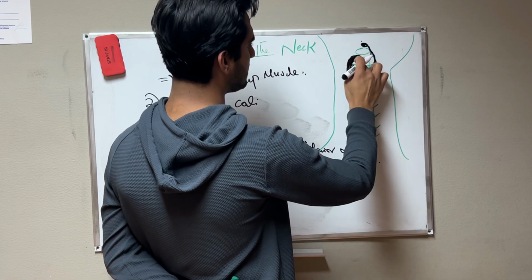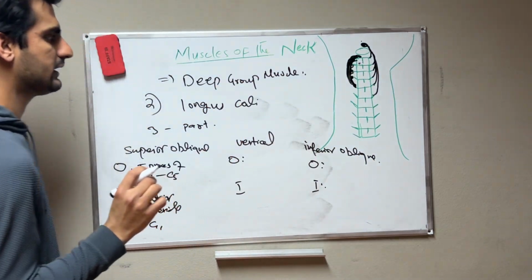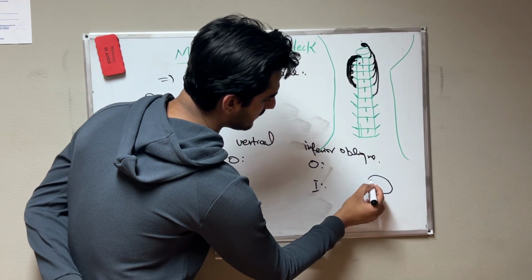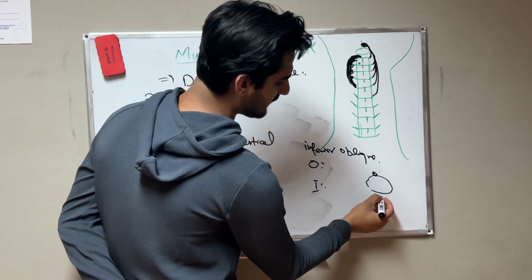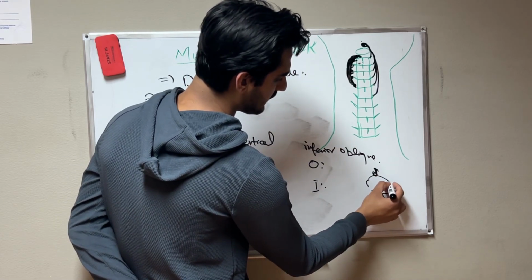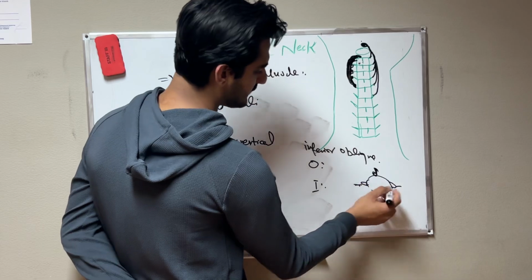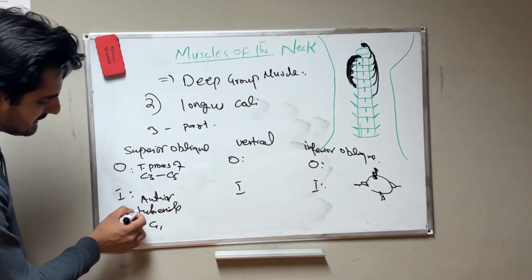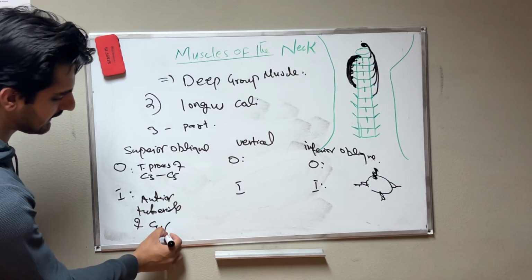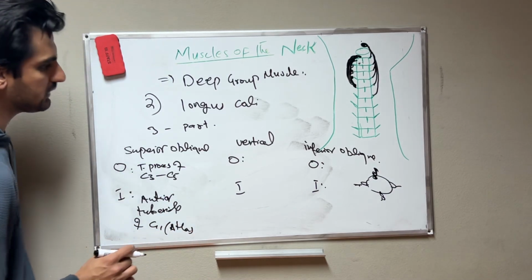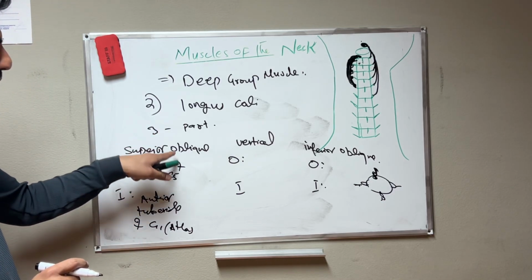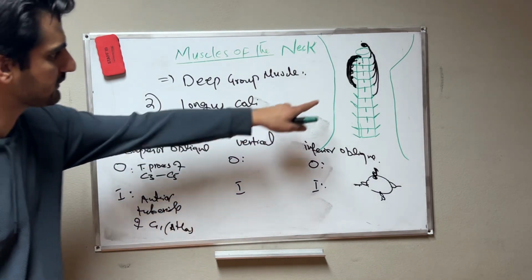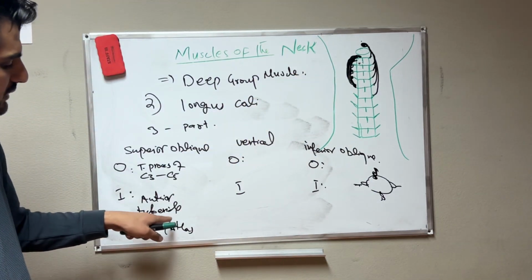From the front, it is inserted into the atlas, if you remember. In the atlas vertebra we have the anterior tubercle, posterior tubercle, and the transverse process on both sides, and here we have the facet for the dens. I write anterior tubercle of C1 or atlas. This is only the superior part: the superior oblique part of the longus coli muscle originates from the transverse process of C3 to C5 and is inserted into the anterior tubercle of the atlas.